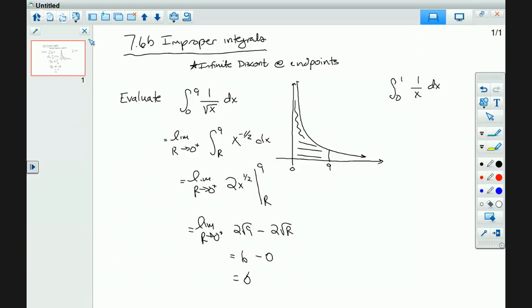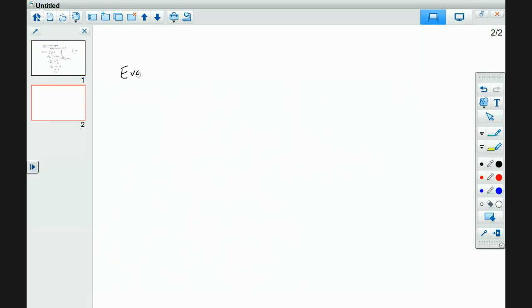Let's look at another one. Where's the infinite discontinuity? Yeah, 1. You plug 1 in, it gives you 0 in the denominator, right? So we're going to have to do 1 from the right.